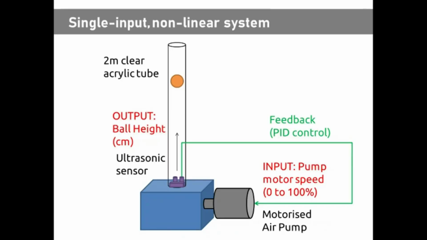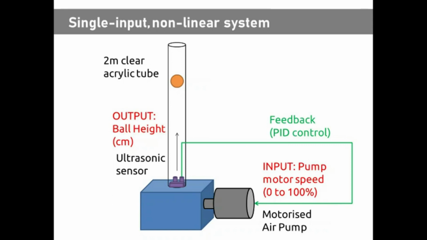This system consists of a 2-meter-tall clear acrylic tube in which we want to suspend a ping pong ball at a given height. We do this by pumping air up the tube using a motorized pump and varying the pump speed using a PID controller.